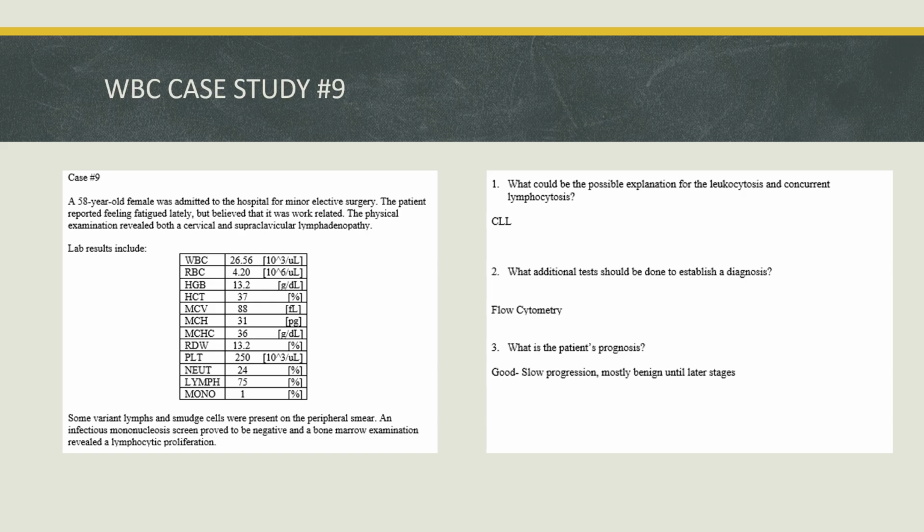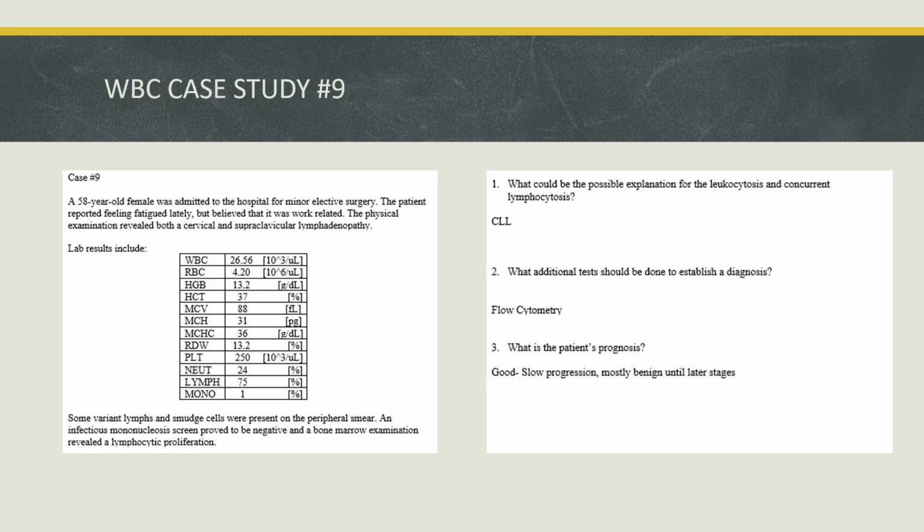Her white blood cell count is 26.56. Red blood cell count is 4.2. Hemoglobin is 13.2. Hematocrit is 37. MCV is 88. MCH is 31. MCHC is 36. RDW is 13.2. Platelet is 250. Neutrophil 24%. Lymphocyte 75%. And monocyte is 1.